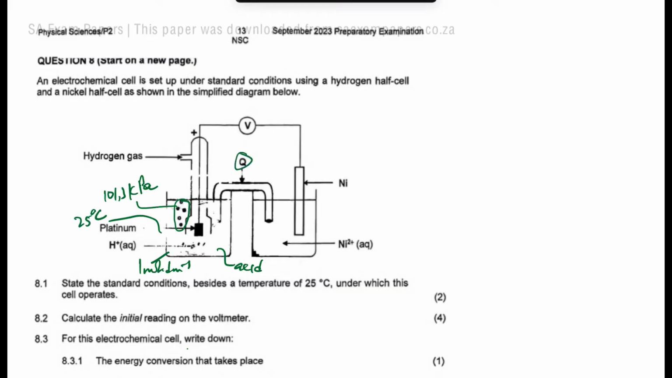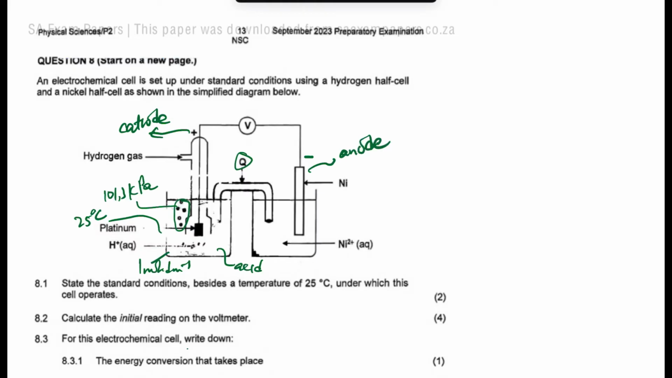And then we have a salt bridge there, labeled Q. We know the function of the salt bridge, and we have a nickel half cell, where we have nickel as an electrode. If you note that we're given a positive charge in the standard hydrogen cell, it means the hydrogen half cell is a cathode, and the nickel electrode is going to be an anode, where the oxidation takes place.